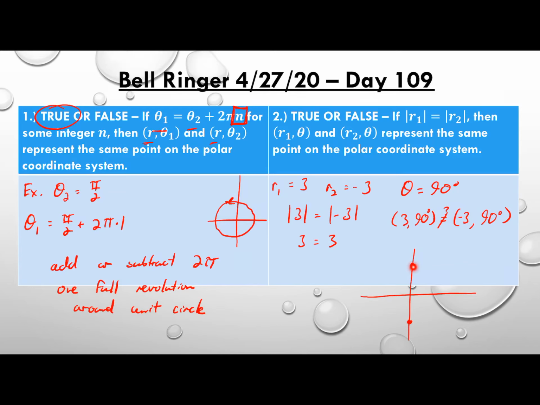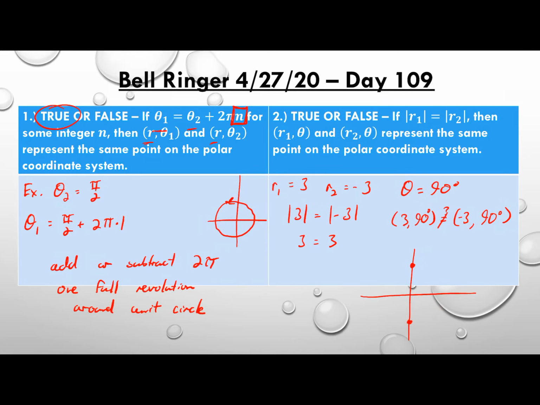Since it's negative 3, you wouldn't be counting 1, 2, 3 units away from the center. You would be counting the opposite direction from the center, so 1, 2, 3 units. So our point would be right here. And as you can see, these are clearly not the same point on the polar coordinate system.